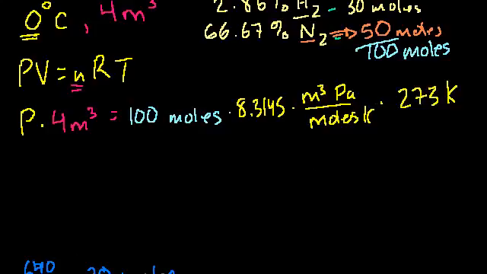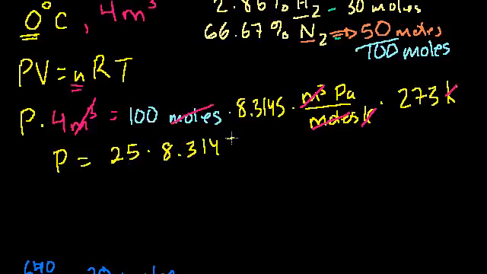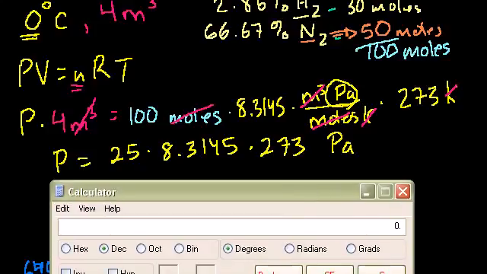Now let's do a little dimensional analysis to make sure that we're doing things right. These meters cancel out with those meters. We divide both sides of the equation by meters. These moles cancel with these moles. Moles in the numerator, moles in the denominator. Kelvin in the numerator, Kelvin in the denominator, and all we're left with is pascals, which is good because that is a unit of pressure. So if we divide both sides of this equation by 4, we get P is equal to, I'll just divide the 100 by 4, 25 times 8.3145 times 273, and the only unit we were left with was pascals, which is nice because that's a unit of pressure. So let's do the math.